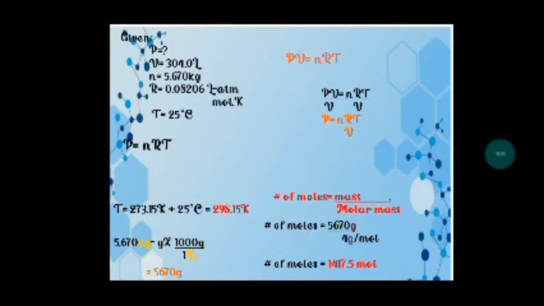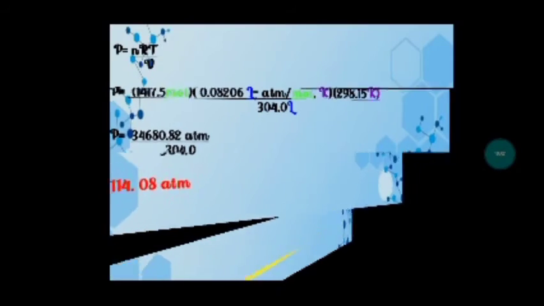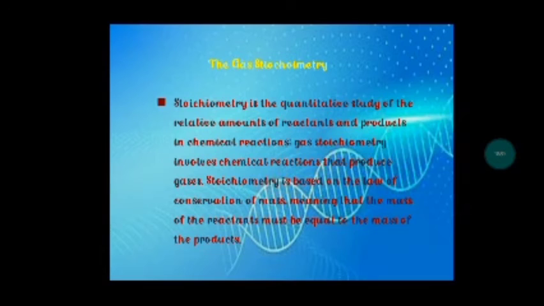Now we proceed to gas stoichiometry. Stoichiometry is the quantitative study of the relative amounts of reactants and products in chemical reactions. Gas stoichiometry involves chemical reactions that produce gases, and it is based on the law of conservation of mass, meaning that the mass of the reactants must be equal to the mass of the products.